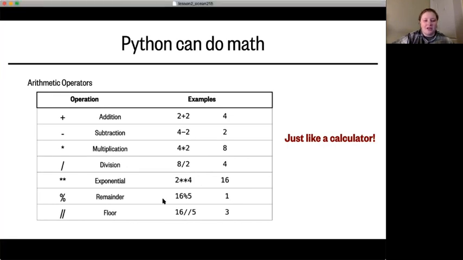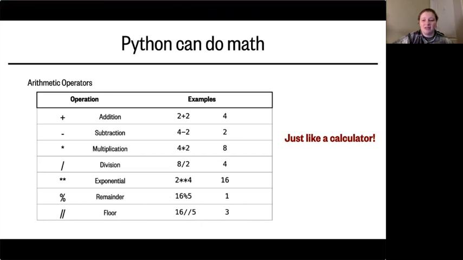Now, the remainder function here gives the leftover amount after the numerator has been divided by the denominator. So in this case, we have 16 divided by 5, which is 3 with 1 left over. So the remainder function returns that 1. The floor function sort of does the opposite of that, where we have the maximum number of times the denominator can go into the numerator. So in this case, 5 goes into 16, a maximum of 3 times. Using these arithmetic operators in Python is a lot just like using a calculator.